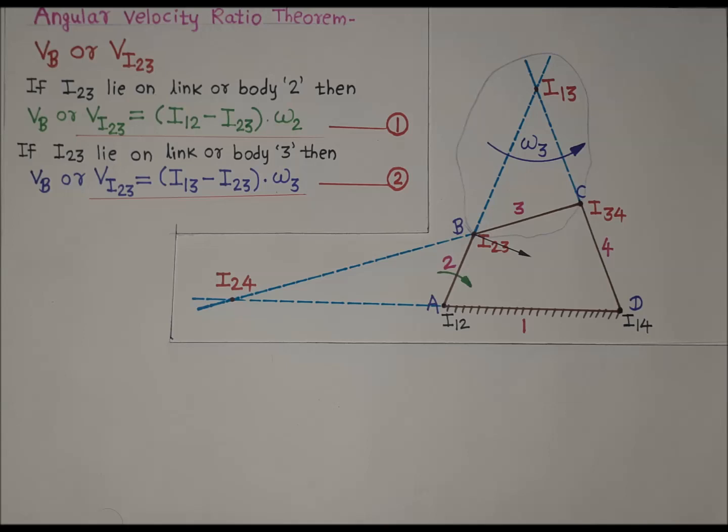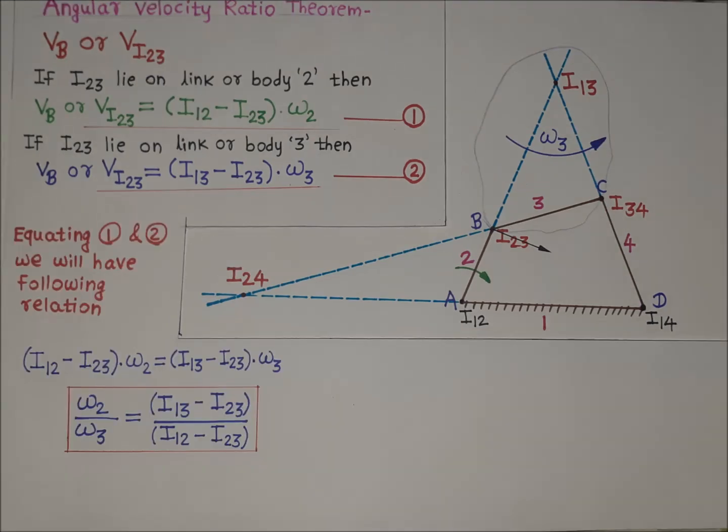Velocity at ICR I23, that is VI23, will be the same, let it be on link 2 or link 3. Hence, we are equating equations 1 and 2. So, we will have the relation I12 I23 into omega 2 is equal to I13 I23 into omega 3. After rearranging terms, we will have the relation omega 2 upon omega 3 is equal to I13 I23 divided by I12 I23.